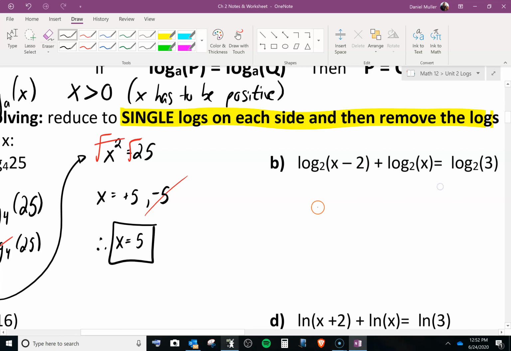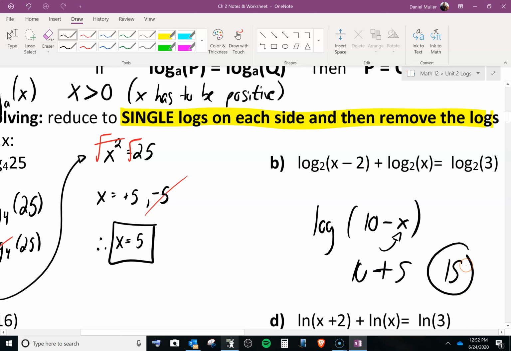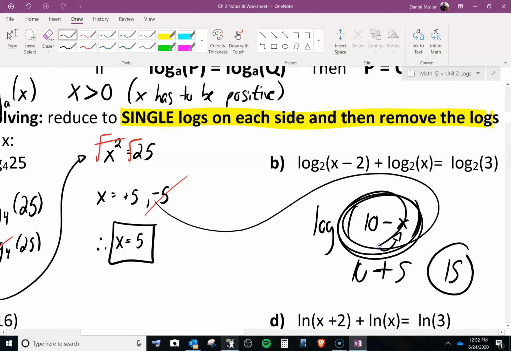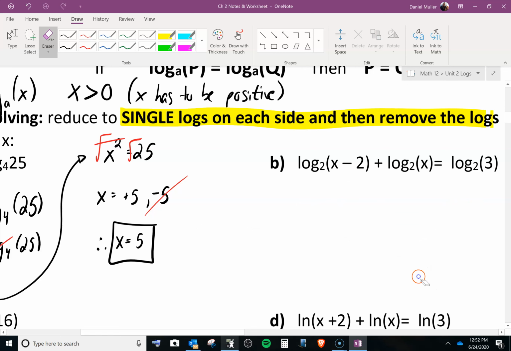But sometimes you're going to have things like log of 10 minus x. And then you take negative 5 and you throw it into here, and it becomes 10 minus negative 5. That's a plus. That becomes a 15, and that's okay. So keep in mind that just because it's a negative doesn't mean that it's automatically rejected. You actually have to plug it into the inside there and just make sure you don't have a negative number.